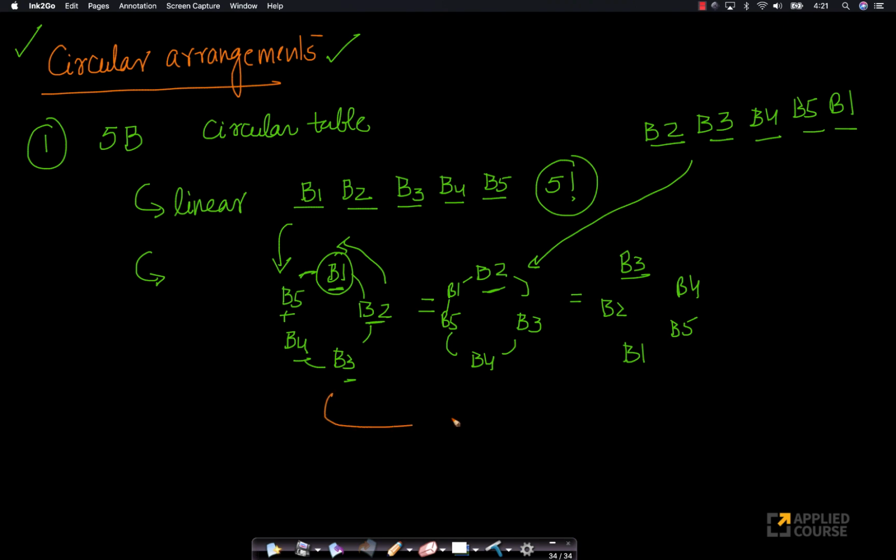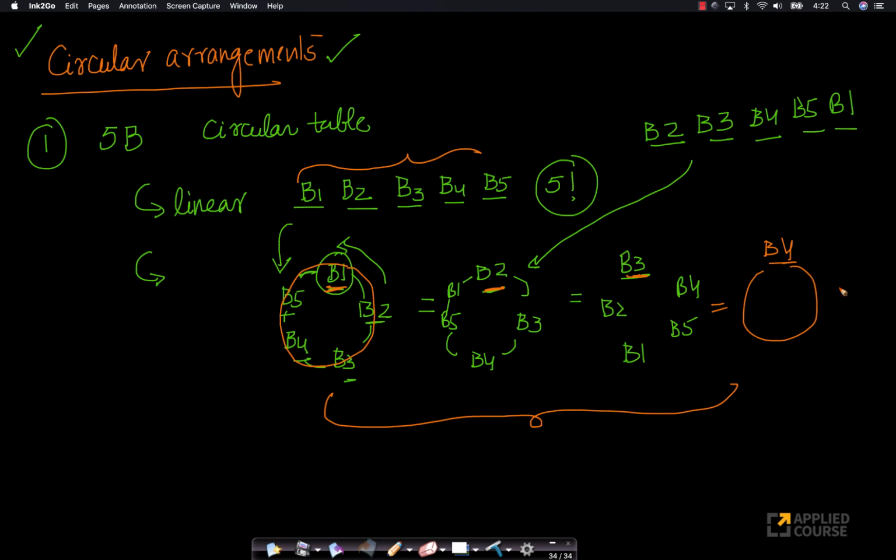For this linear arrangement, how many circular arrangements are equivalent? That's very simple. In this position, I can have B1. If I rotate it by 1, I get B2. If I rotate it again, I get B3. If I rotate it again, I get B4. If I rotate it, I get B5. Right? So these 5 rotations or these 5 arrangements are considered equivalent in circular arrangements.